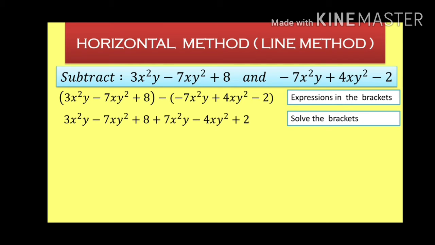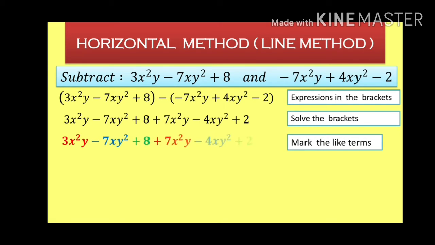So the second expression becomes, see, in the second expression all the signs are changed. Minus 7x square y has become plus 7x square y, plus 4xy squared has become minus 4, and minus 2 has become plus 2. That's the way we solve the brackets whenever a negative sign is there in front of the bracket.